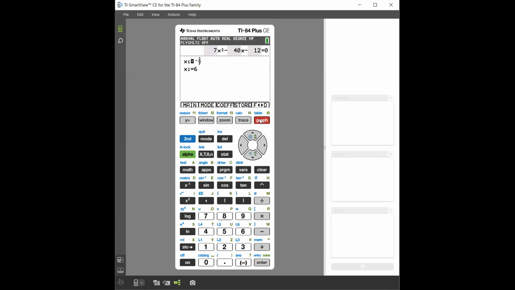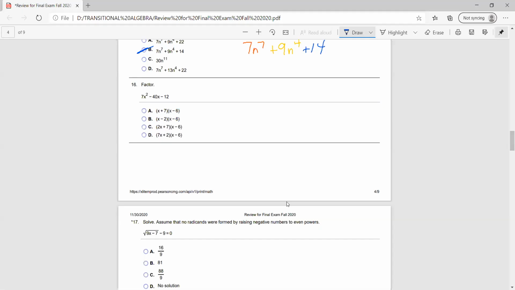Then I hit graph so it would solve it, and it's telling me the answers are negative 2/7 and 6. If you have that, that is a good way to go straight to the answer. Negative 2/7 and 6 is what it said. So x is negative 2/7 and x is 6, right? I think that was what it said.